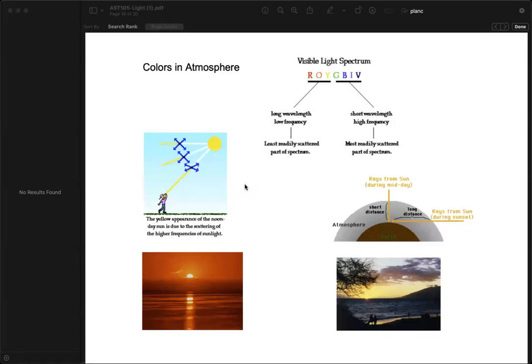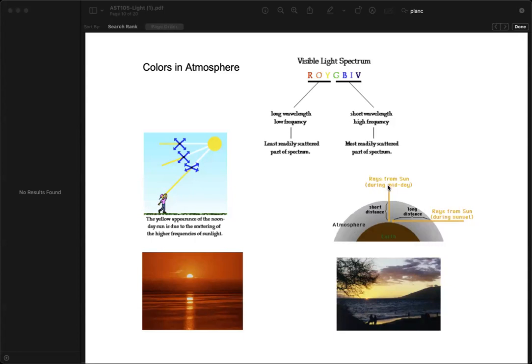And if you have noticed, even the color of the sun changes at different times of the day. When the sun is overhead, it's yellow. As it starts to go towards sunset, it starts turning more and more dark yellow and then orange, and it could even be red. And so why is it red?